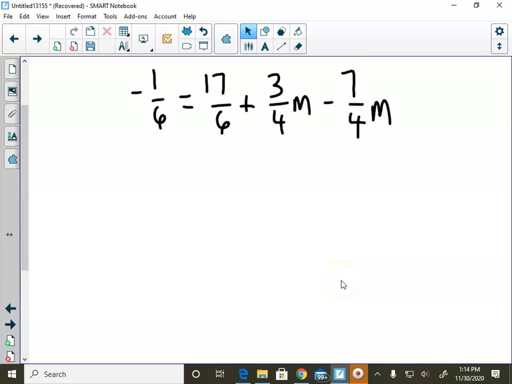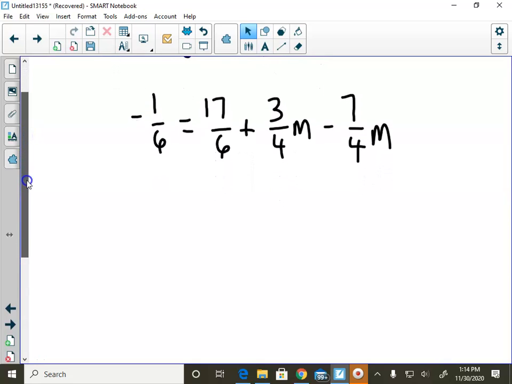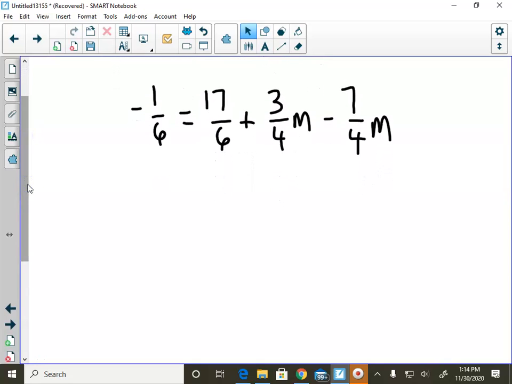So here's a problem where we have to clear fractions, as you can tell, clearing fractions. Okay? And we don't have to clear fractions, but a lot of people have trouble working with fractions. So if you do, and you're one of those people, here's the method for clearing fractions. What you want to do is you want to find the common denominator of all the fractions in the problem.